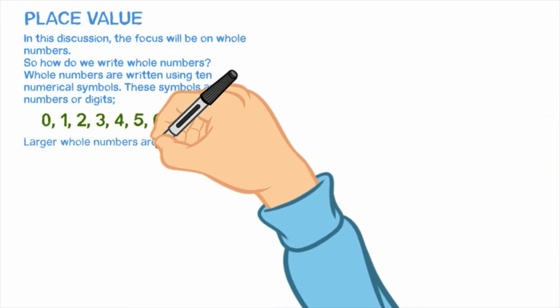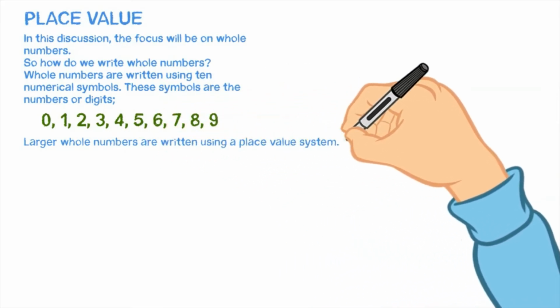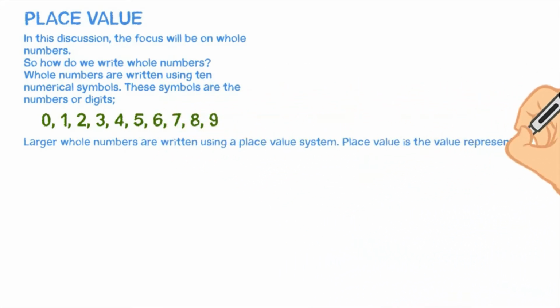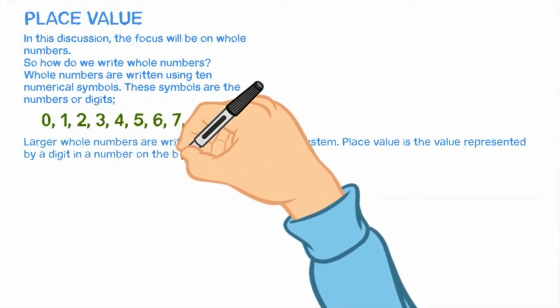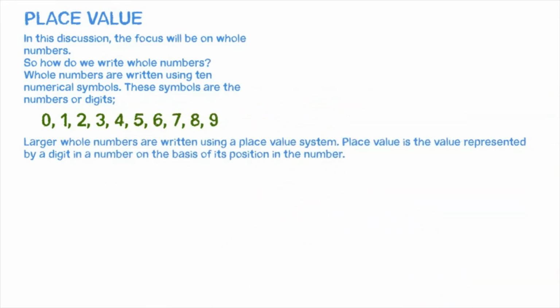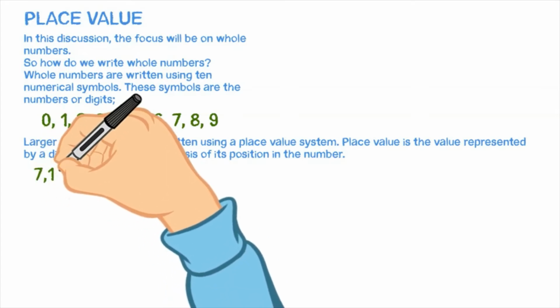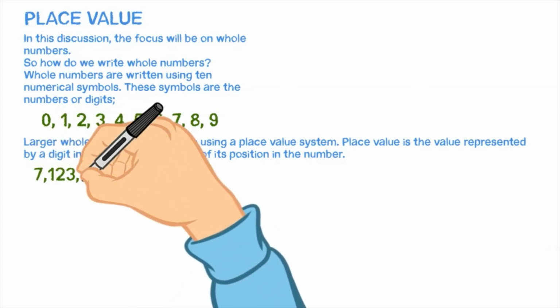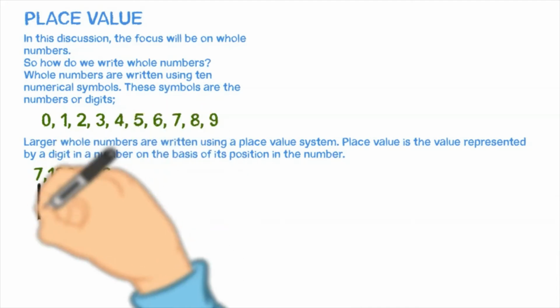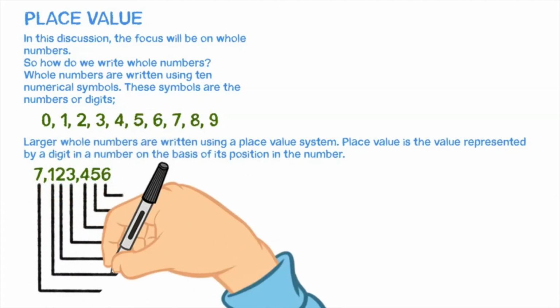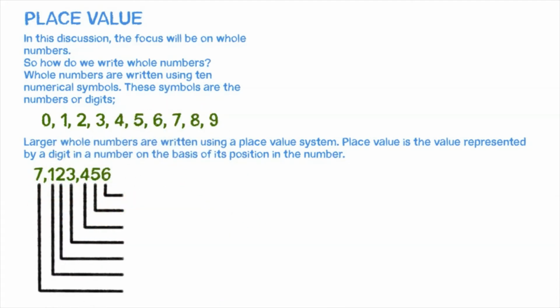Larger whole numbers are written using a place value system. Place value is the value represented by a digit in a number on the basis of its position in the number. Let us take this number, 7,123,456, as an example. In this example, the number has 7 digits, which means there are 7 place values.